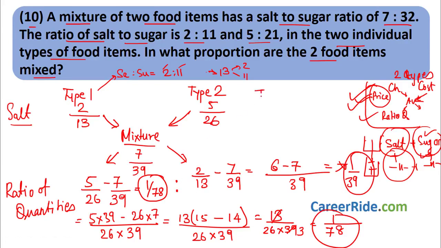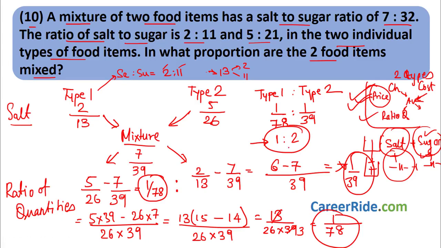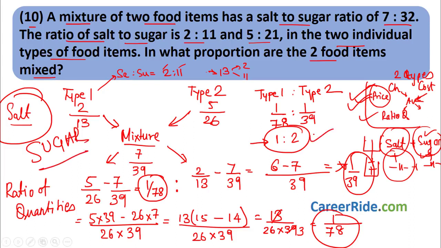So what is the ratio of quantities of type 1 to type 2? It will be 1 upon 78 is to 1 upon 39. Now we know 39 into 2 is 78. So let us multiply throughout by 78. What will you get? 78 upon 78, 1. 78 upon 39 is 2. So type 1 to type 2 must be mixed in the proportion 1:2. See how easily we got the answer. Instead of salt over here, you can anytime take sugar also. You will get the same answer, 1:2.